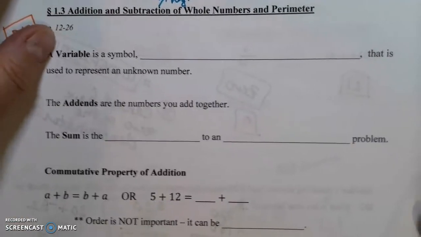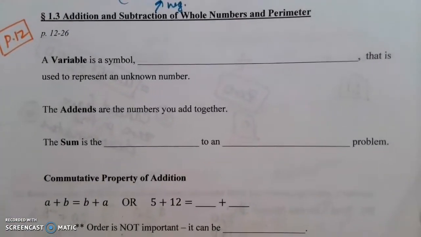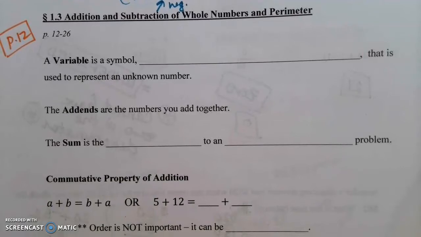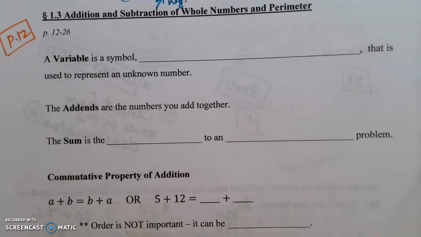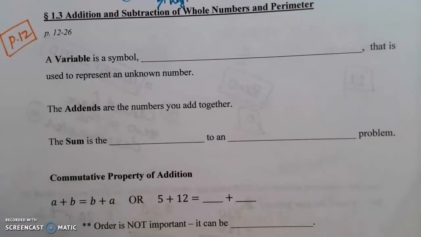All right, we are continuing on page 12, looking at adding and subtracting whole numbers and perimeter. And really what we're going to be looking at in here are some properties of addition and then the corresponding properties of multiplication in the following section. So just a few reminders.